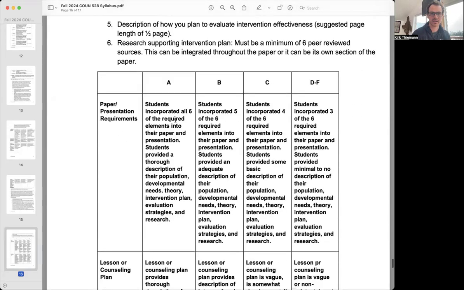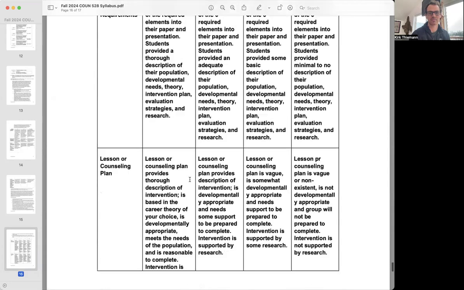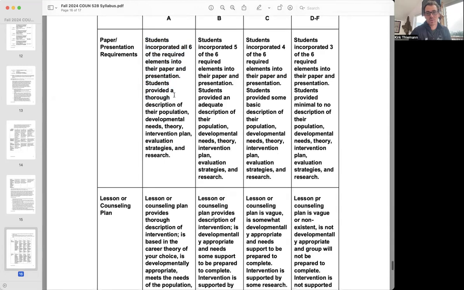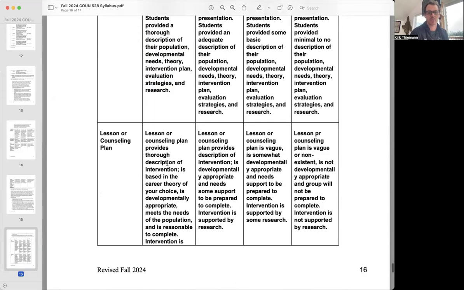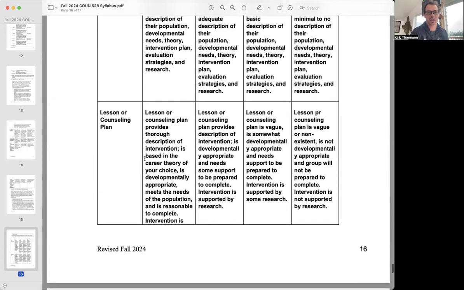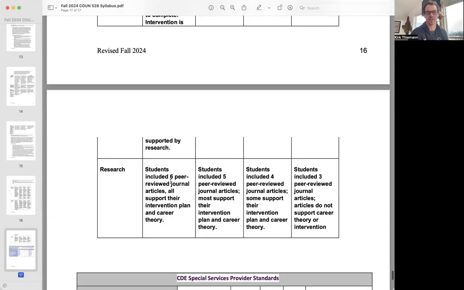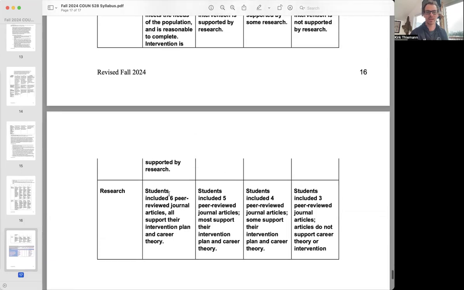Then I have the rubric here that guides you on some of the key pieces. The central piece is that you're addressing all 6 areas. All 6 areas need to be addressed thoroughly, and then ultimately should be just fine. I do give a bit more feedback on the lesson or counseling plan portion just because it is emphasized a bit more. And then I basically re-highlight the need for the 6 peer-reviewed journal articles. So that is the assignment.